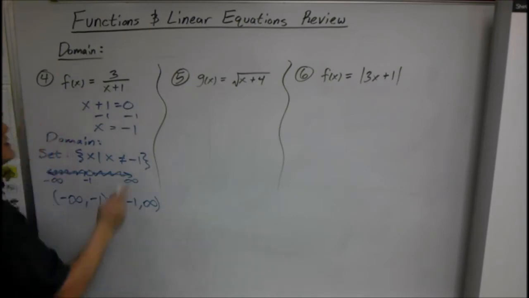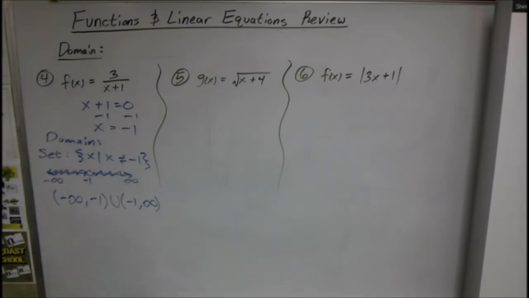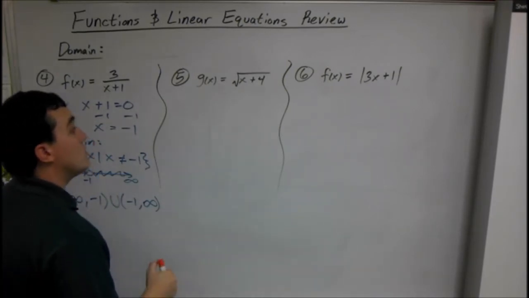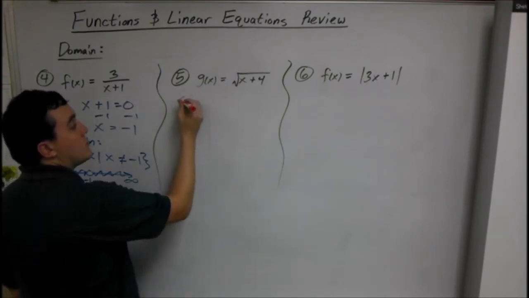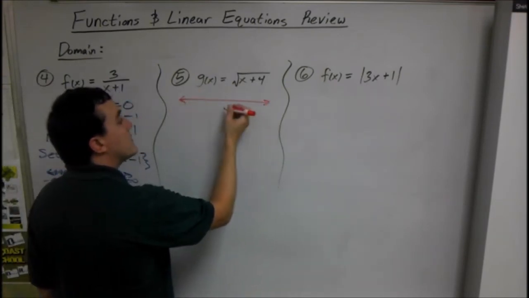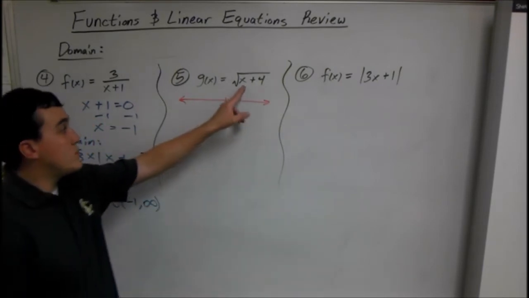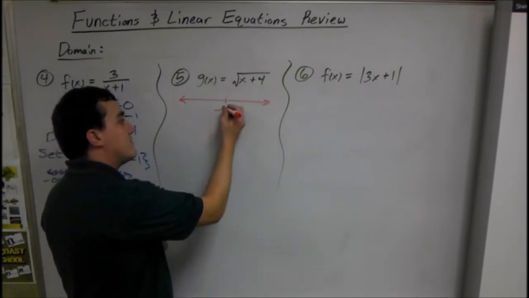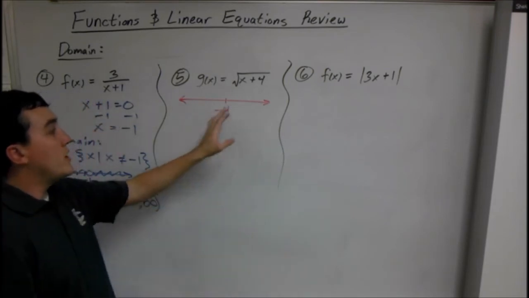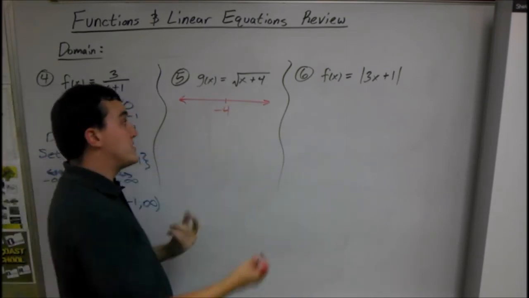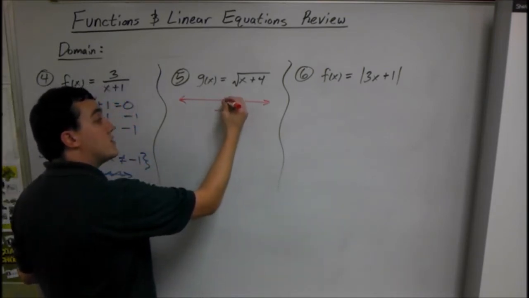Next one is a square root, and we know we're not allowed to have a negative under a square root. So first we'll look at a number line. What number will make it 0 on the inside in here? What number plus 4 is 0? We know that's negative 4. We are allowed to have the square root of 0. That's 0. So this, we're allowed to plug in. So it's a closed circle.